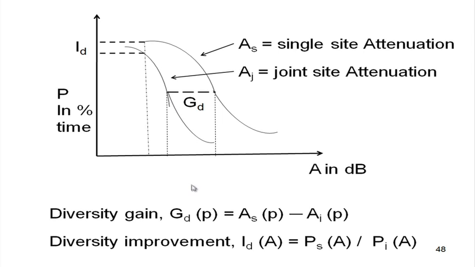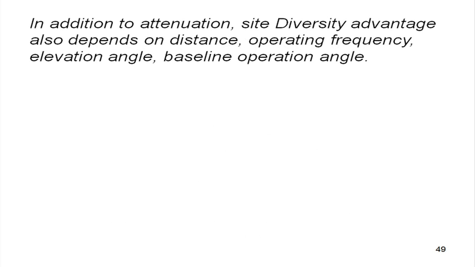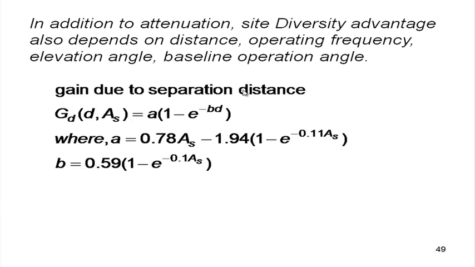Now these are modeled by ITU, and I'll show you a very quick thing just for information. I'll give you some examples also. In addition to attenuation, site diversity advantage also depends on the distance, operating frequency, elevation angle, baseline orientation angle, etc. Each of them is modeled.